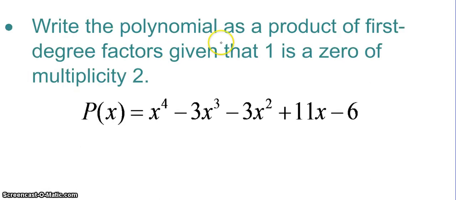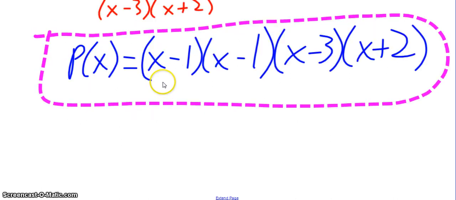Okay, last thing, write the polynomial as a product of first degree factors, given that 1 is a 0 of multiplicity 2. So x equals 1 is a 0, and it has a multiplicity of 2. I want you to write this as a product of first degree factors, which means factor it completely down to linear binomials. Pause the video and do that. Okay, so hopefully you ended up with x minus 1 times x minus 1 times x minus 3 times x plus 2.